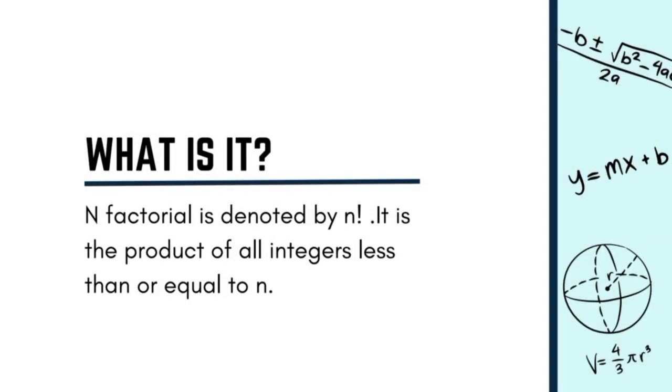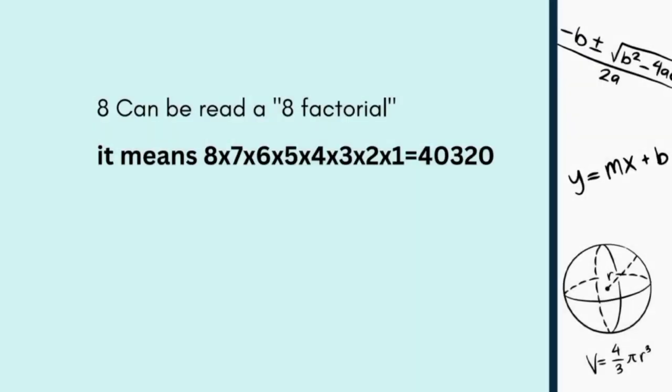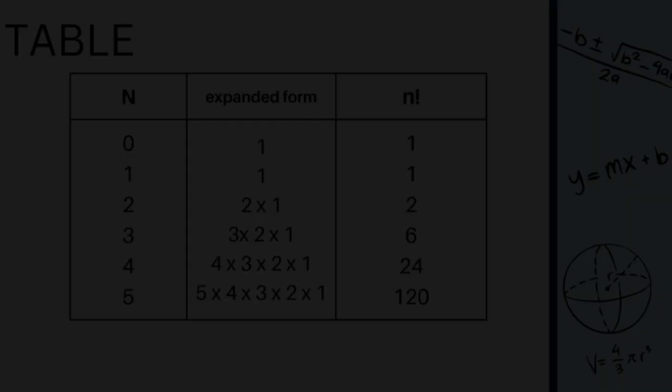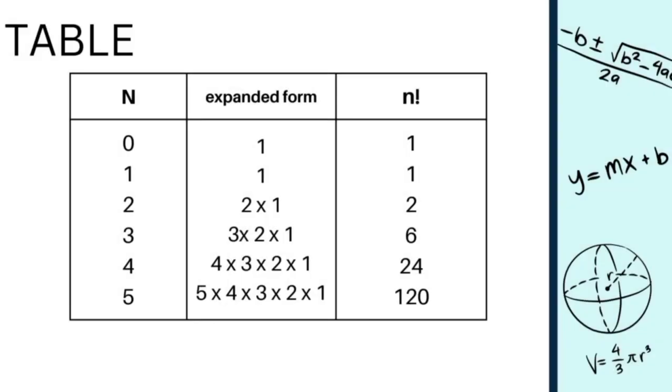Factorial notation. What is it? n factorial is denoted by n!. It is the product of all integers less than or equal to n. So 8! can be read as 8 factorial. It means 8 times 7 times 6 times 5 times 4 times 3 times 2 times 1 equals 40,320. Here's the table of factorial.